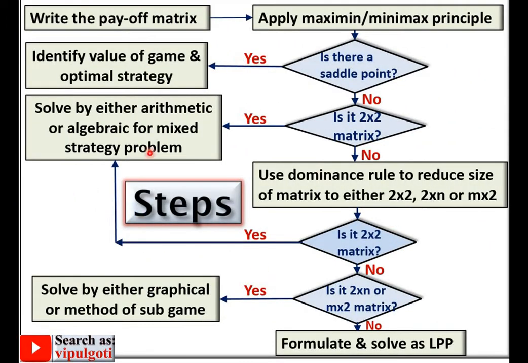So let's see first of all the selection criteria for the method of subgame. And here these are the steps of the game theory problem. So here you can see the method of subgame is here. That means if the matrix is not 2 by 2 but if it is 2 by n or m by 2 matrix, then you can go for the method of subgame. That means simply we can say if one player having two strategy and the other player having more than two strategy, then you can go for the method of subgame.